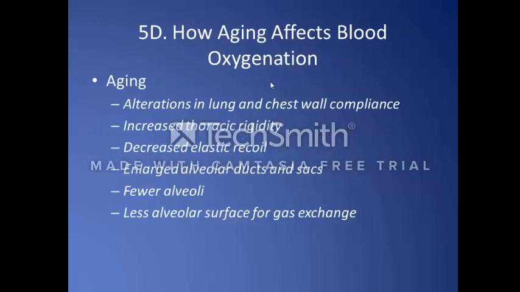As the body ages, alteration in lung and chest wall compliance may result in increased thoracic rigidity, decreased elastic recoil of the lungs, enlarged alveolar ducts and sacs, fewer alveoli, and a smaller alveolar surface available for gas exchange. This will ultimately result in decreased oxygenation levels. As a result, lung function decreases with age.